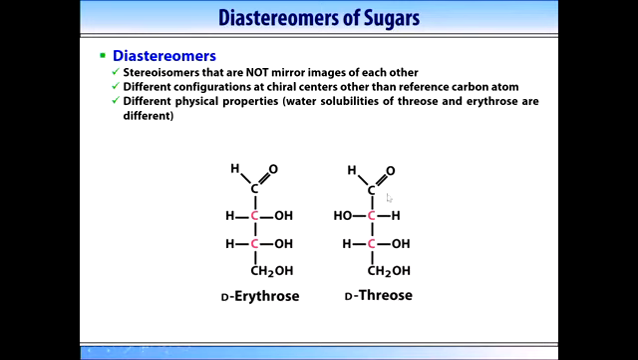Formula-wise, they're all the same. But the position of the OHs: they look to the right in the case of erythrose, but in the case of threose, the top one looks to the left and the bottom one looks to the right. Don't forget that these horizontal lines are the ones towards you and the vertical lines are the ones away from you.